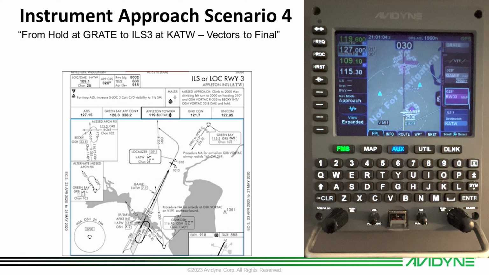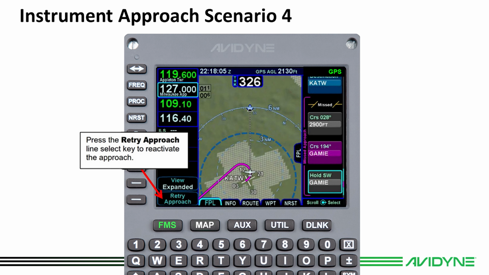Whenever you fly a missed approach after shooting a vectors to final approach, the Atlas provides an easy way to get back and fly the same approach over again without going through all the trouble of reselecting and reactivating. Use LSK1 to retry approach. You can then follow ATC's headings to re-intercept the final approach course.